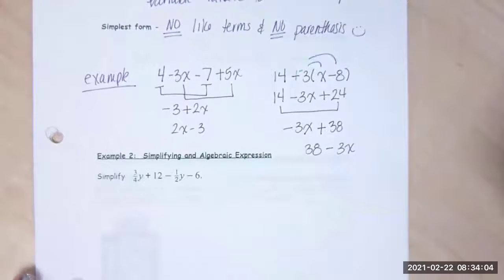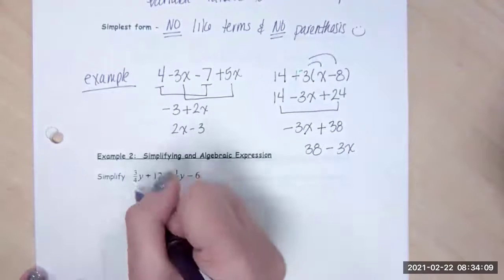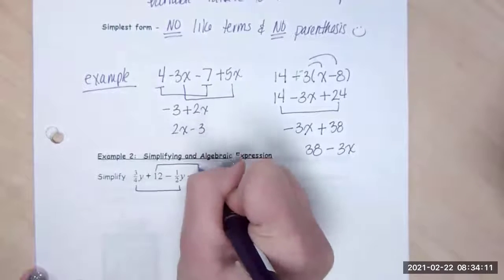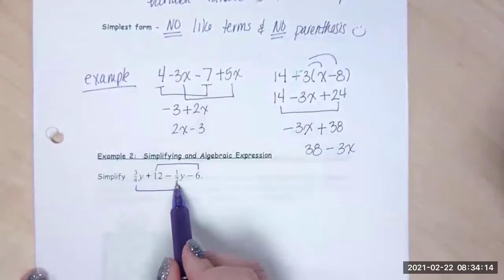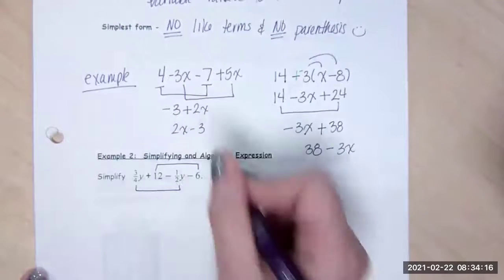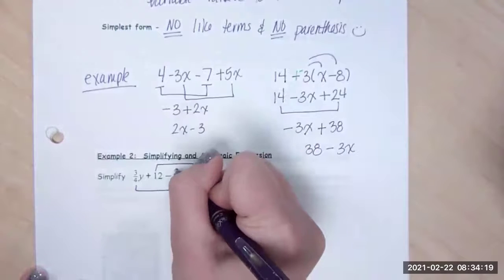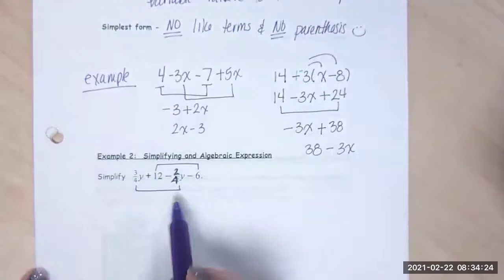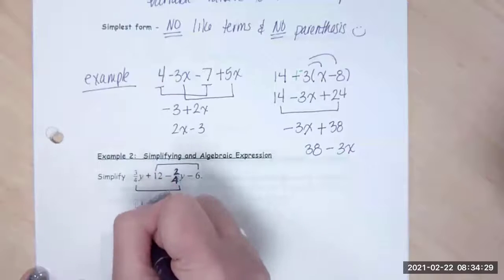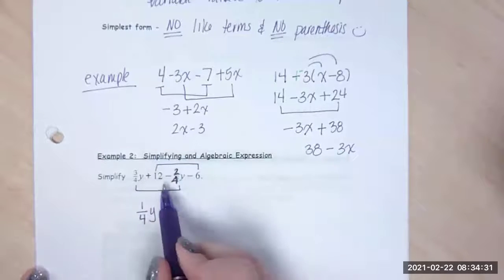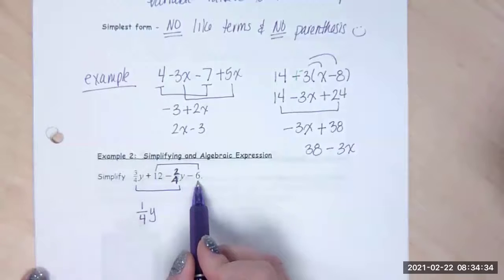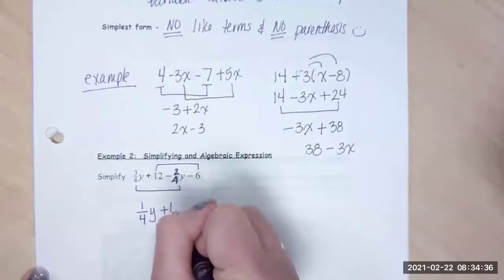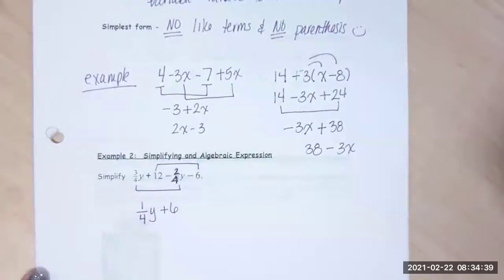Simplifying an algebraic expression. Now, I've got like terms and like terms. Here I have 1/2, but as you recall with fractions, we need to make sure we have common denominators. So I'm just going to change that to 2/4. So 3/4 y minus 2/4 y gives me 1/4 y. And then 12 minus 6 gives me 6.